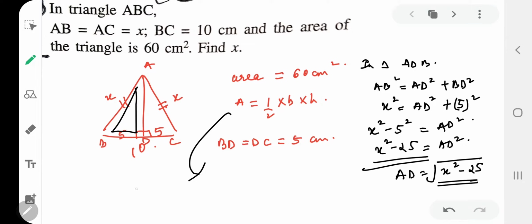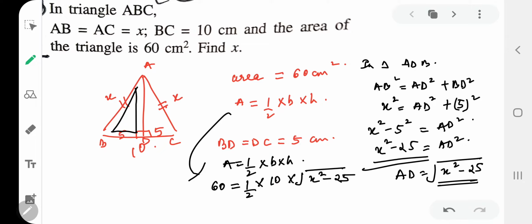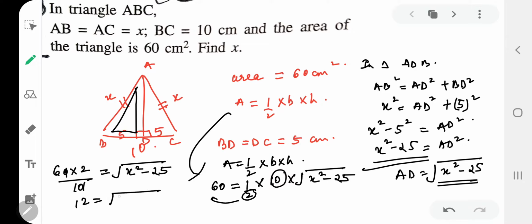Now area is equal to half base into height, and area is given as 60. Half base is 10 and height is under root X square minus 25. Take this 2 into multiplication, so that will be 60 into 2. Take this 10 into division, and on the right hand side you have under root X square minus 25. Here my dear kids, I'll get 12 is equal to under root X square minus 25.